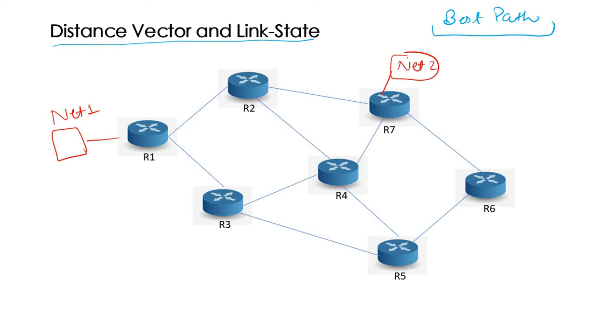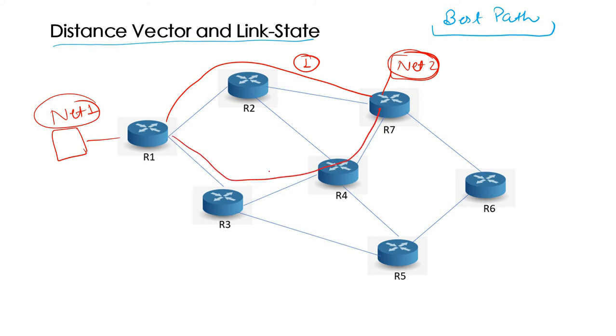Or for simplicity, we can say this was computer 1. Okay, let's take network 1. Suppose a network 1 computer wants to communicate to network 2, right? So we have two paths. This is one path, and we have one alternate path like this one. This is path number 2.